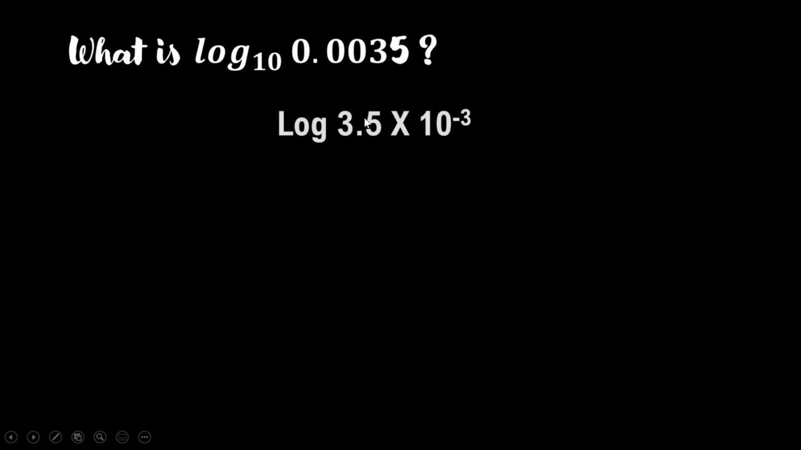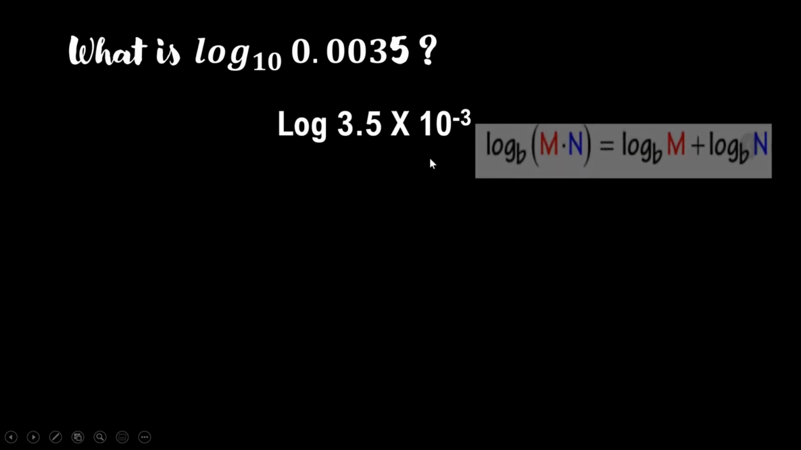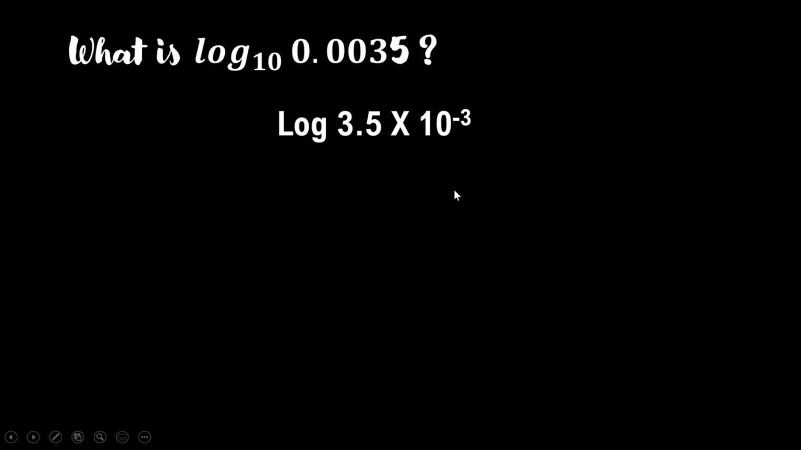So this is our fourth example. As discussed before, we will write the 0.0035 in this format. This is the first step. We can write it as 3.5 multiplied by 10 to the power minus 3. Now again we'll use the product law and we'll break up this part.